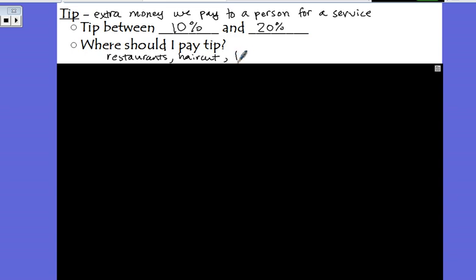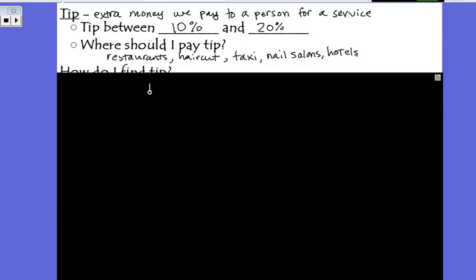What else? Before Uber and Lyft, you had taxis, so you would usually tip the taxi driver for actually driving you. The cost that they charge you is for gas and maintenance of the car and things like that. Restaurants, haircuts, taxi, nail salons, or at hotels you have bellhops who bring your luggage to your rooms, or people who bring room service. So all of those places you would typically pay a tip.